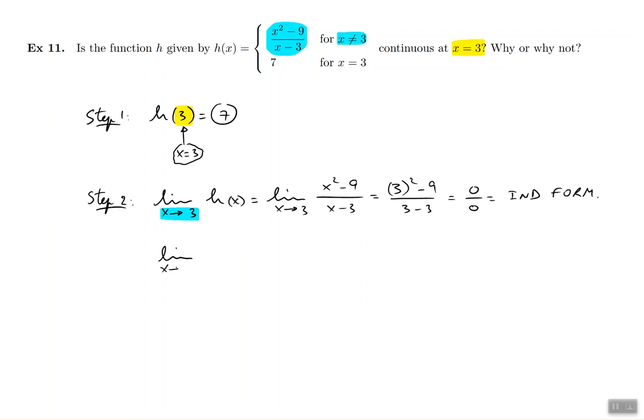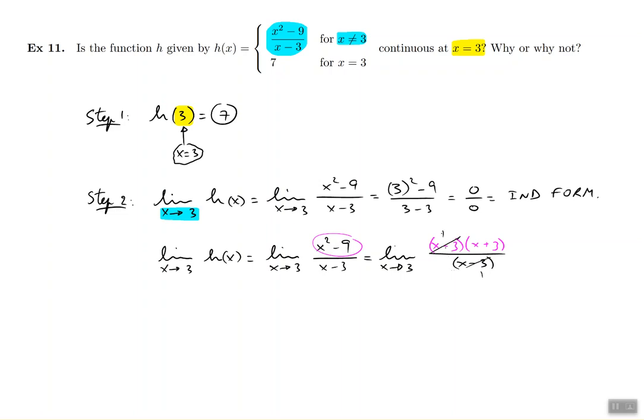We start over with the limit as x approaches 3 on h of x. And we say that this is the limit as x approaches 3 of x squared minus 9 divided by x minus 3. But then we try to factor everything. Turns out that for this problem, we can factor the numerator again as usual. So the x squared minus 9 can be turned into x minus 3 times x plus 3 because it's technically a difference of squares. So we do that on the numerator and leave the x minus 3 on the denominator. Now we cancel these x minus 3's and we get the limit of x approaching 3 of x plus 3. And 3 plus 3 will be 6 eventually. So on one hand, the first value turned out to be a 7. On the other hand, the second limit turned out to be a 6.